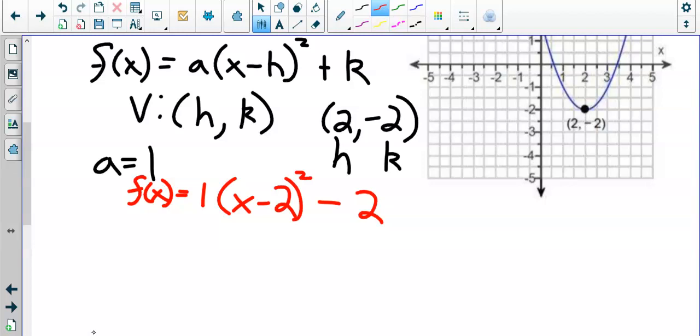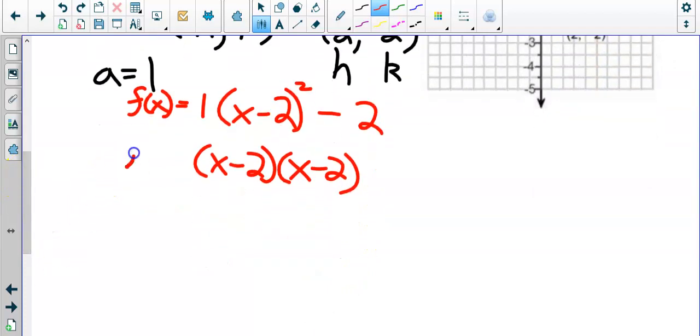And then we will subtract 2 from the answer. Okay? So remember this guy. Do not take the 2 and distribute it through. That's not how this works. This square means that you have 2 of those parentheses. You need to FOIL. Okay?